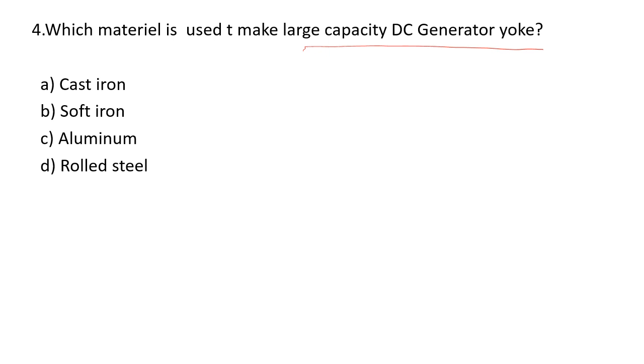So in this case, we can select rolled steel for the production of yoke for larger capacity DC machines. If cast steel is in the options, that is the exact apt answer. If it is not there, you can select rolled steel as the answer.